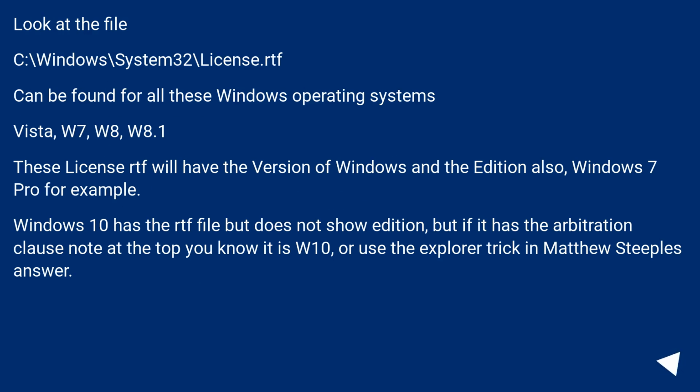Look at the file C:\Windows\system32\license.rtf. It can be found for all these Windows operating systems: Vista, W7, W8, W8.1. These license RTFs will have the version of Windows and the edition also, Windows 7 Pro for example. Windows 10 has the RTF file but does not show the edition, but if it has the arbitration clause note at the top you know it is W10, or use the Explorer trick in Matthew Steeple's answer.